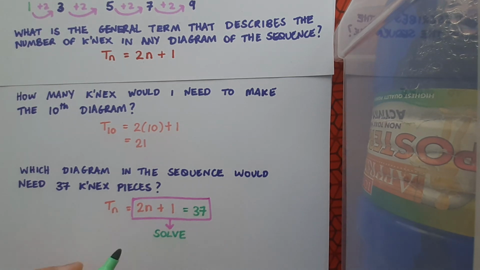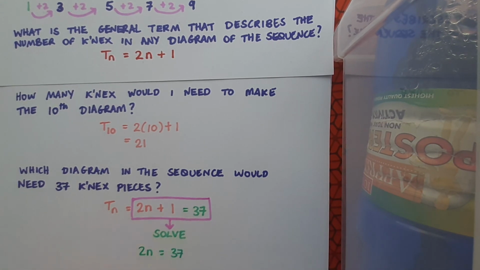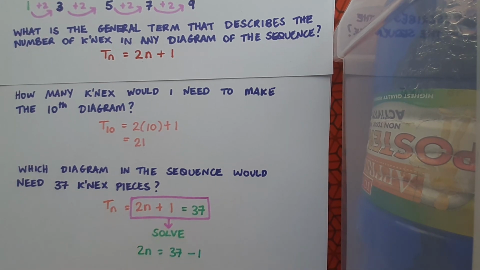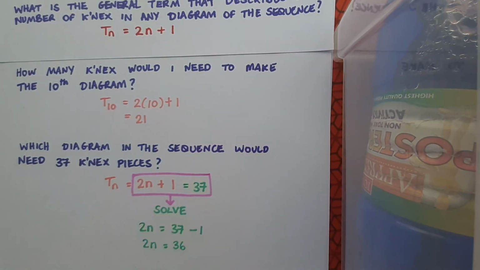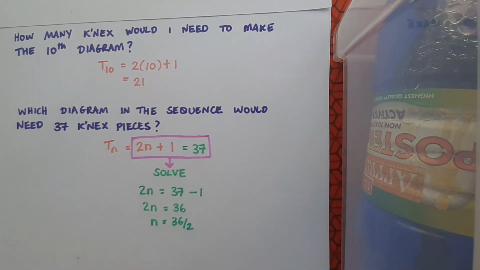So this is an easy one to solve. I leave the 2n on the left where it is. 37 is already on the right. Plus 1 is going to come across and it's going to subtract. I can simplify at this stage, and that will give me 2n equals 36. And then I can solve for n by dividing 36 by 2, and I get n equals 18. So if I was to continue on until the 18th diagram, I'd need 37 little K'NEX pieces to make that image.